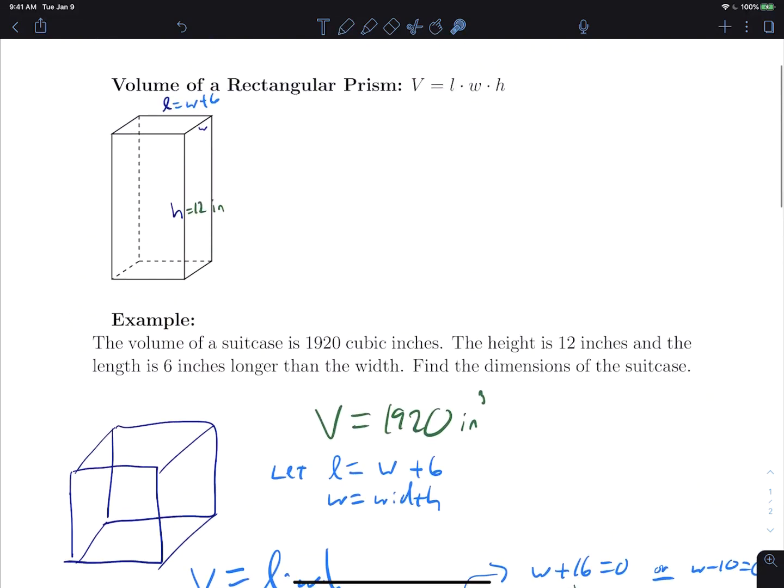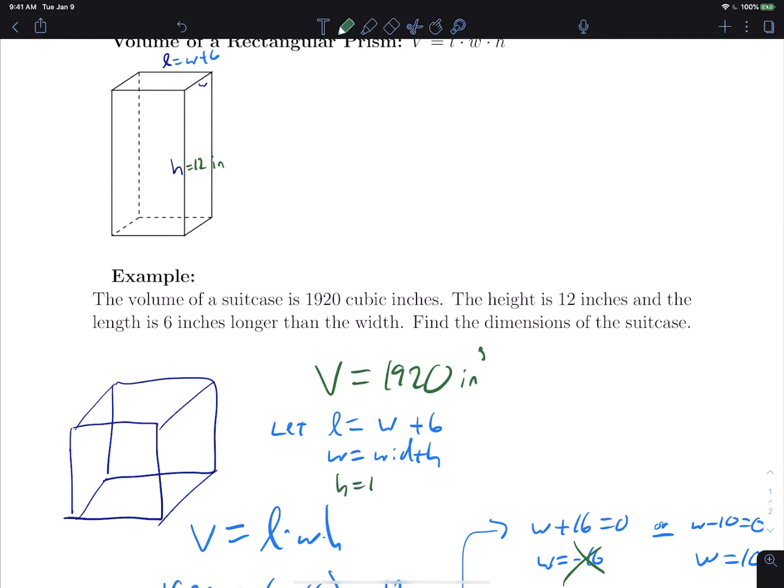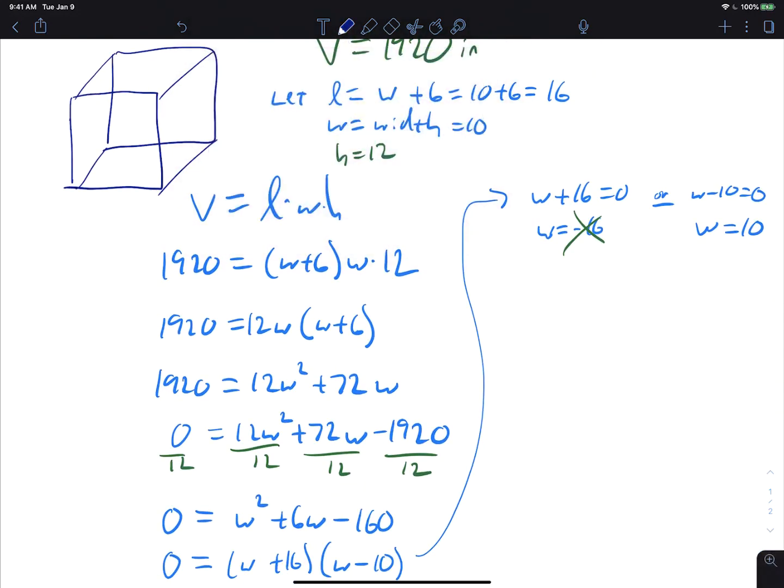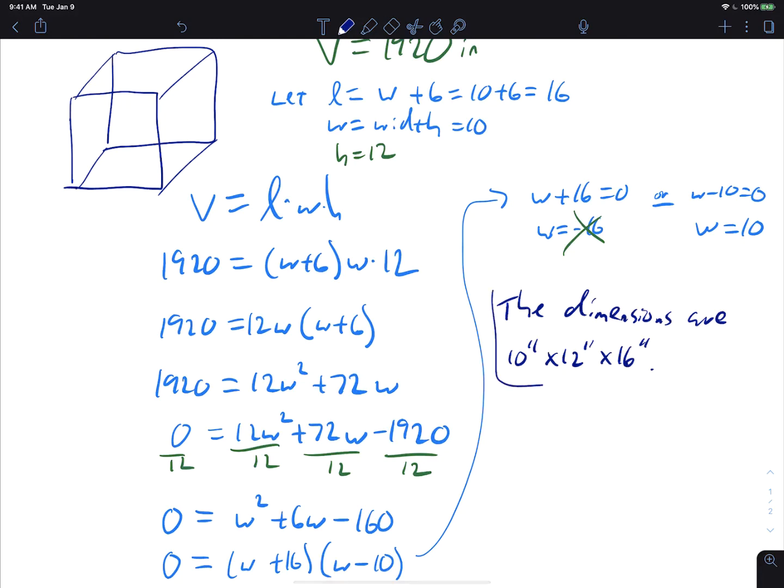So going up here, we know H equals 12. We know W equals 10, so L equals 10 plus 6, which is 16. Or you could have done that here. There we go. So the length is 16, the width is 10, the height is 12. That tells me that the dimensions are 10 inches by 12 inches by 16 inches.